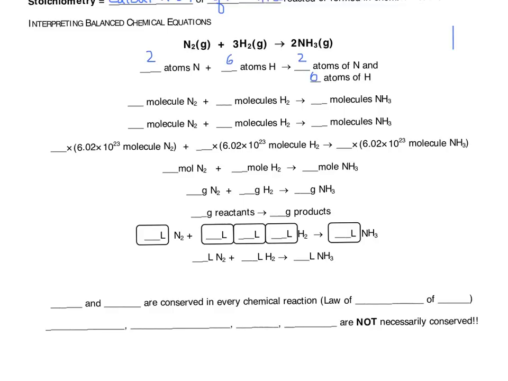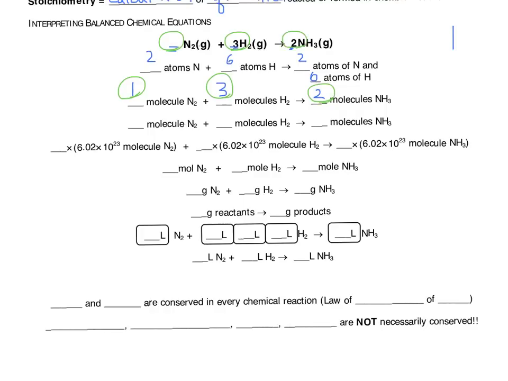If we look at the coefficients, they tell us the number of molecules that we have. So there's 1 molecule of nitrogen that reacts with 3 molecules of hydrogen to give us 2 molecules of ammonia. So notice we're looking at the coefficients. They're exactly the same here.